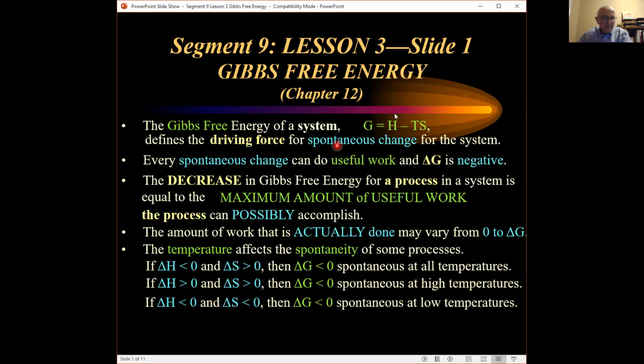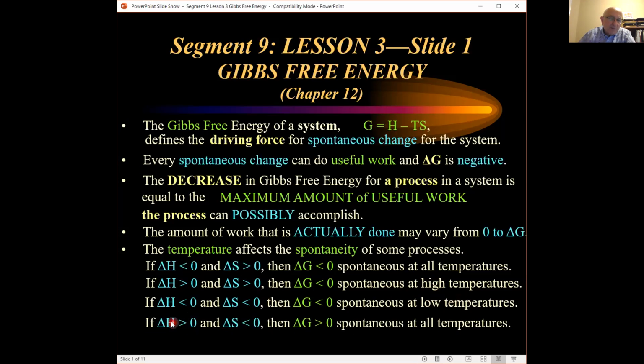Suppose you had delta H less than 0, so this term is negative, and delta S is less than 0. Well, if delta S is negative, then minus T times that negative is positive, and delta H was less than 0. So at some low temperature, this term would become less important, and it would become spontaneous then at low temperature. And the other possibility is delta H is greater than 0, and delta S is less than 0.